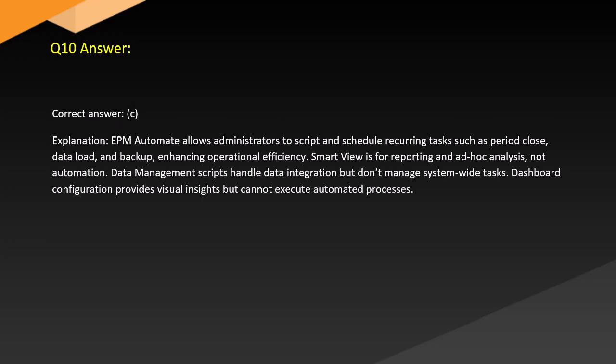Answer. Correct answer: C. Explanation. EPM Automate allows administrators to script and schedule recurring tasks such as period close, data load, and backup, enhancing operational efficiency. Smart View is for reporting and ad hoc analysis, not automation. Data management scripts handle data integration but don't manage system-wide tasks. Dashboard configuration provides visual insights but cannot execute automated processes.